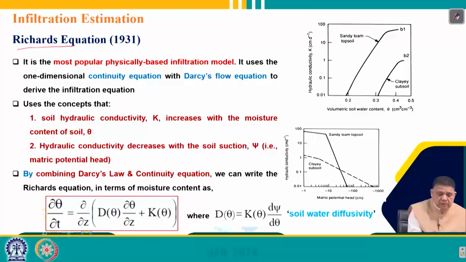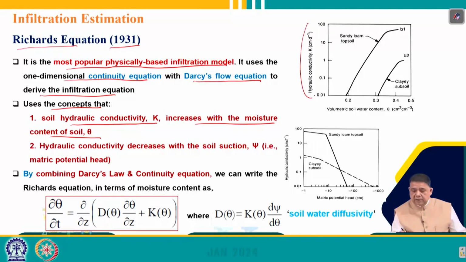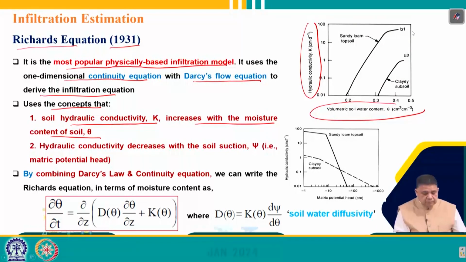So, with this we come to the last model, that is the Richards equation, which was given in 1931, and it is the most popular physically based infiltration model. It uses the one-dimensional continuity equation and Darcy's flow equation to derive the infiltration equation. It uses the concept that soil hydraulic conductivity K increases with the moisture content theta. If you plot K against theta, this is the kind of curve we will get for different soils, and hydraulic conductivity decreases with the soil suction psi, that is the matric potential head.